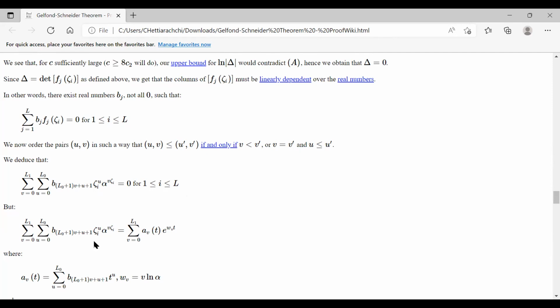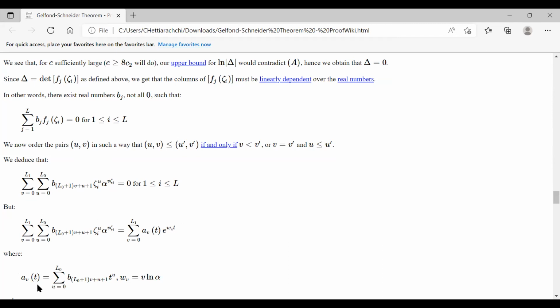Okay, now we are going to write this double summation in a special way. That means we take the first summation inside, we can replace that by this one. We call a function A_v(t). So we can write this first summation as A_v(t), v goes from 0 to L1, e to the w_v t, where this is my A_v(t).